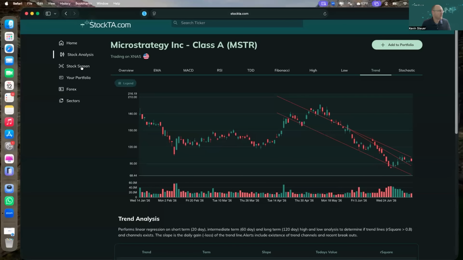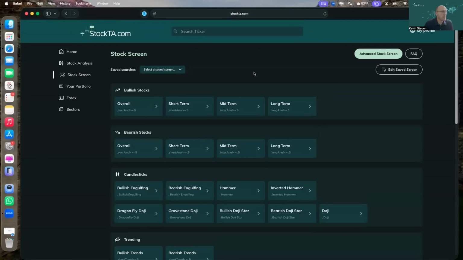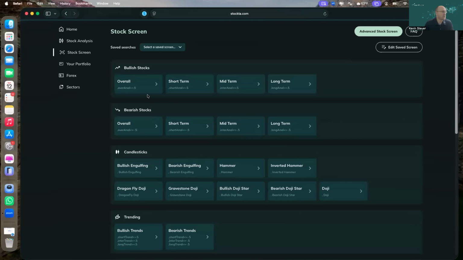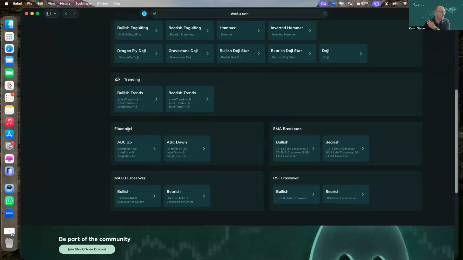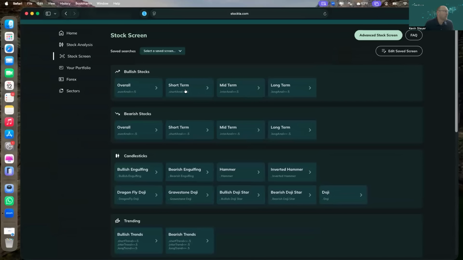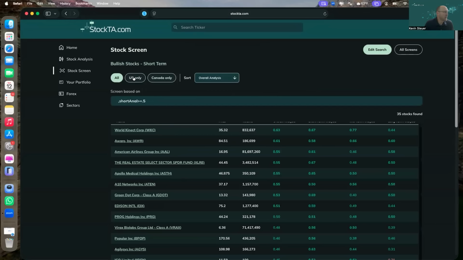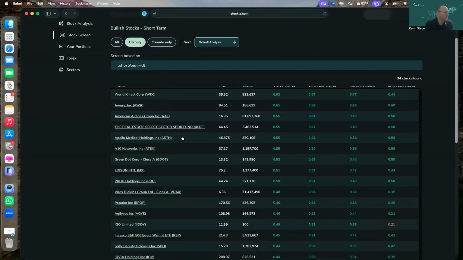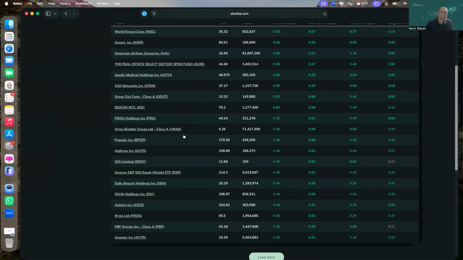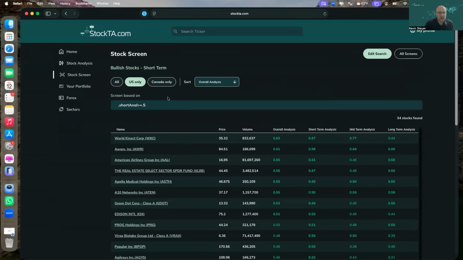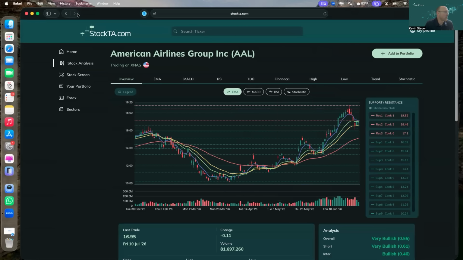Next up, I want to share the stock screen. So on the stock screen, you go here, you can build your own if you really want to, but we have some that are already pre-made for you, which our users really like. So you have bullish stocks, bearish stocks, candlesticks, trending, Fibonacci, EMA breakouts, MACD, and RSI. So it really depends on what kind of trader you are. But if you go short-term bullish, you can say I'm in the US, click, and it'll give you a list of stocks. And this is across all different sectors, right? So if you're looking to get outside of tech, this is a good way to diversify. Like you can pick American Airlines, which has done really well.